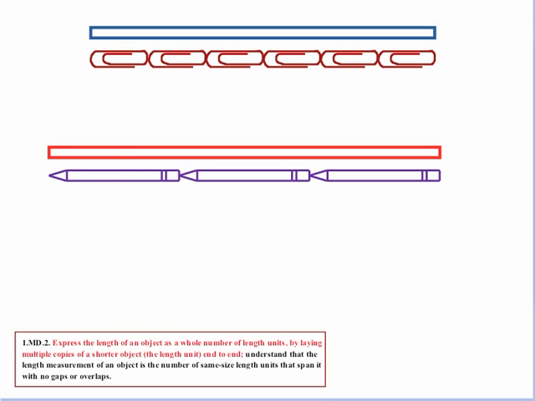Let's say we have another object to measure, and this time some students are using crayons. Then we switch over to the second part of the standard, which deals with understanding that the length measurement of an object is the number of same size length units that span it with no gaps or overlaps. So what we have here is 6 paper clips for this measure, and 3 crayons for this measure.